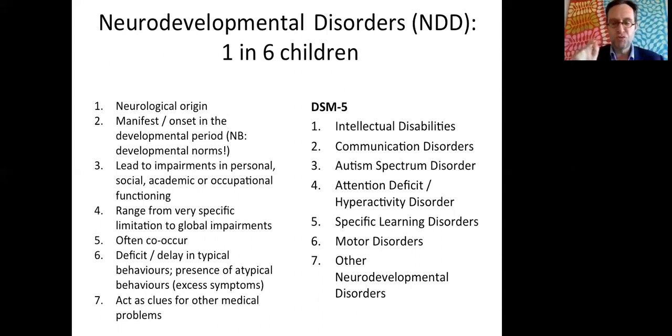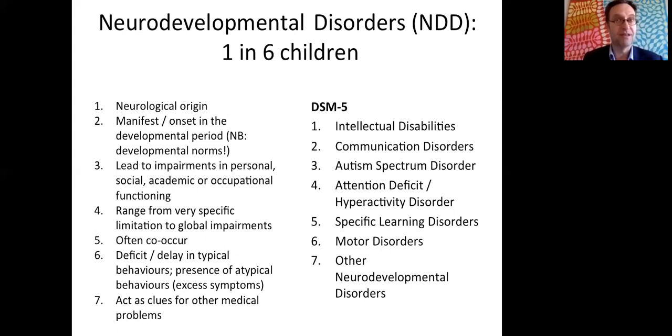The group of neurodevelopmental disorders, as you will see, range from some very specific limitations in particular areas of neurodevelopment, all the way to very global impairment in other areas. And so as we go through the examples, you will get a sense that some are very focused and some are broad. A point that I will come back to is that neurodevelopmental disorders very often co-occur with one another and with other things, as you will see.